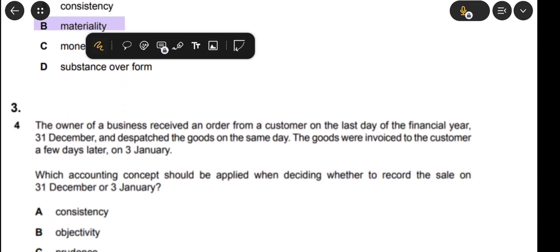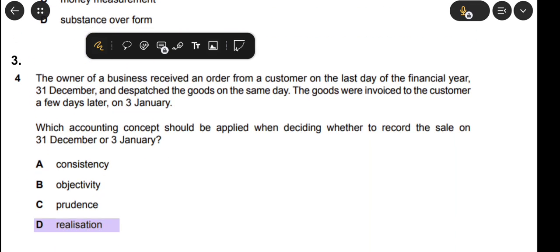Question 3. Goods were dispatched on the 31st of December but invoiced on the 3rd of January. When should the sale be recorded? Correct answer, D. Realization. Explanation. Revenue is recognized when the goods are transferred, not when payment is made or invoiced. Since the goods were dispatched on the 31st of December, the sale happened then. The invoice date doesn't matter, realization is about when ownership transfers. That's why D is correct.